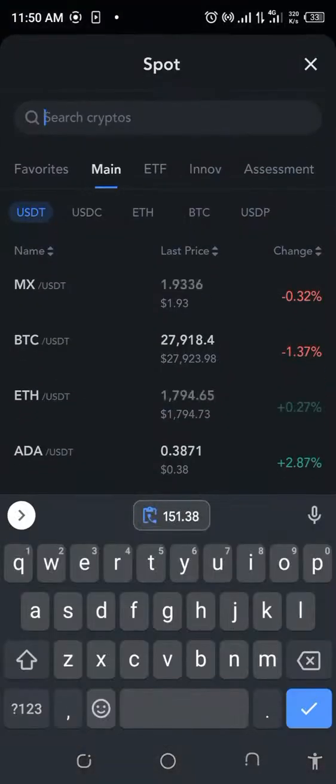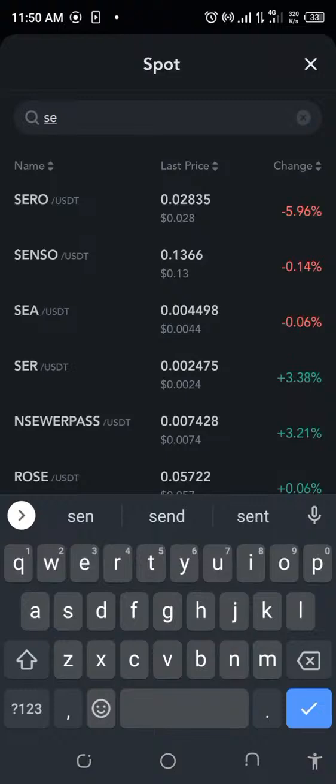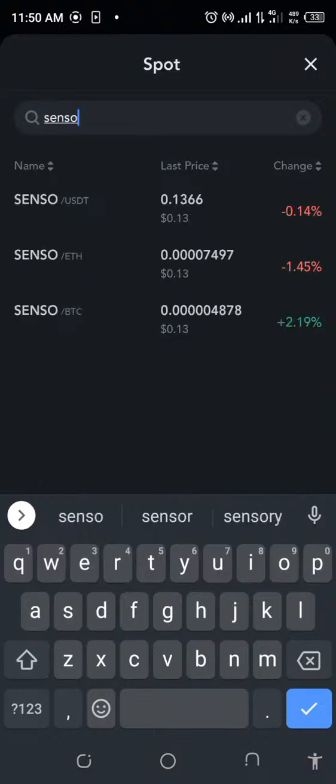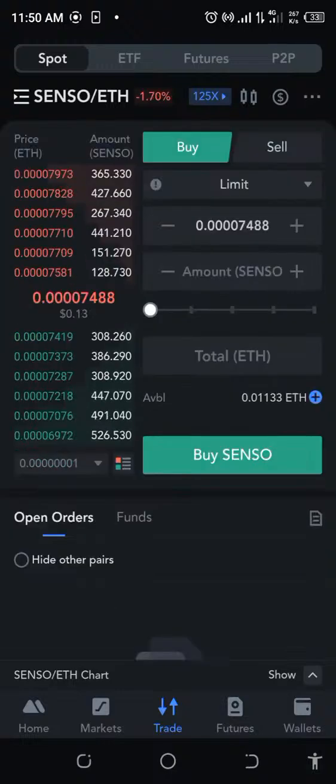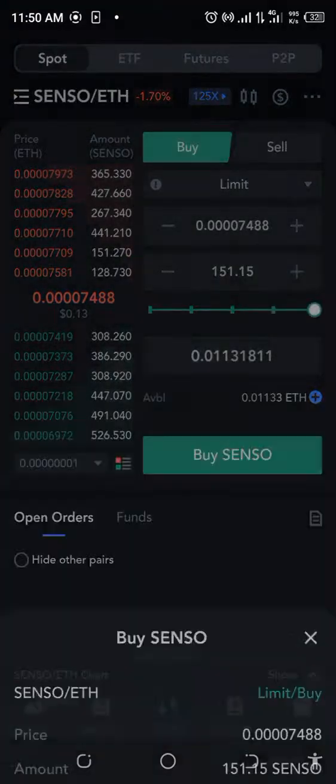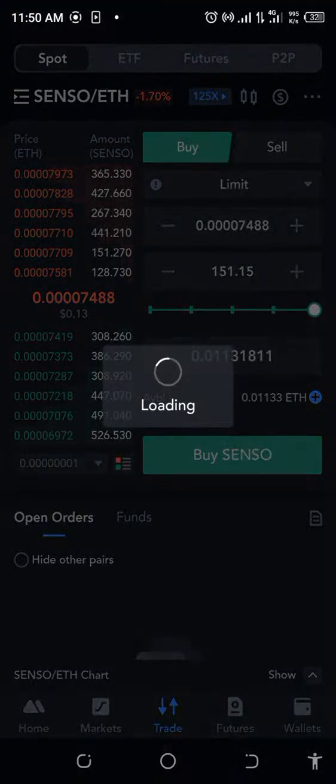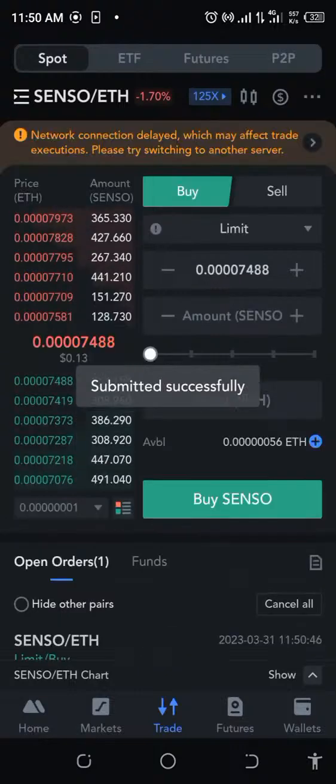Let's hope we won't be tied down by this. Senso USD. Senso ETH. Don't forget it was Senso ETH. Okay. So we need to buy 100%. Good. I hope this is gonna work. I hope we wouldn't be put in the queue. Let's try and see. Ooh, oh, we are definitely in the queue.